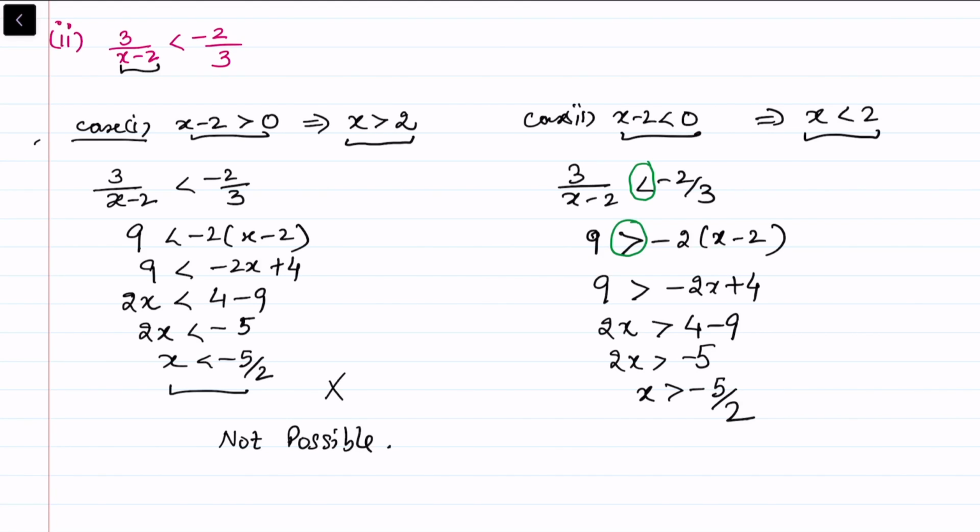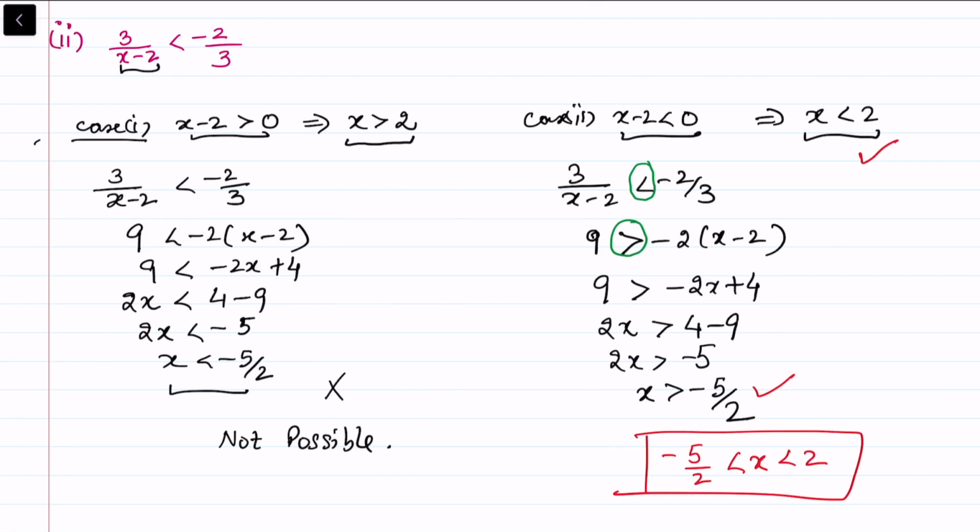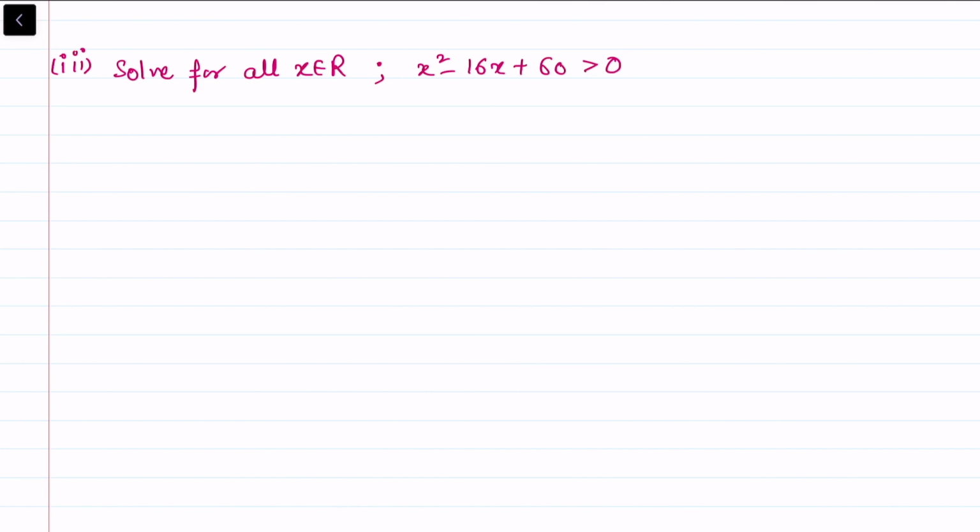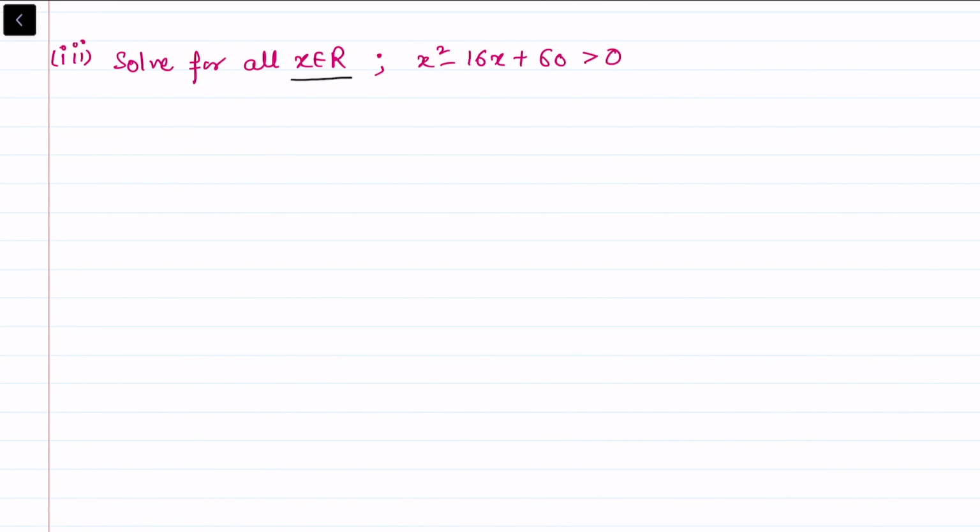Now this will satisfy. x is smaller than 2, greater than minus 5 by 2. So the range is minus 5 by 2 less than x less than 2. This is the answer of the problem. Now we want to solve for all x belonging to real, x square minus 16x plus 60 greater than 0.